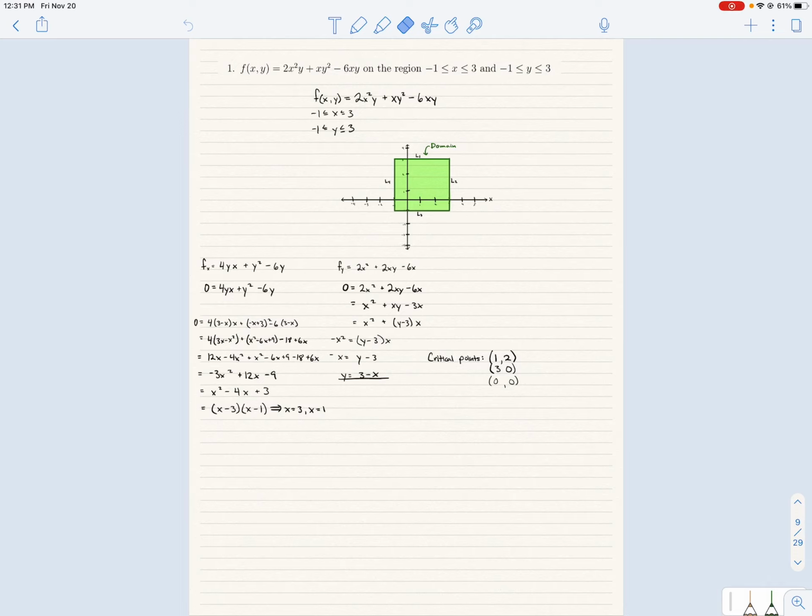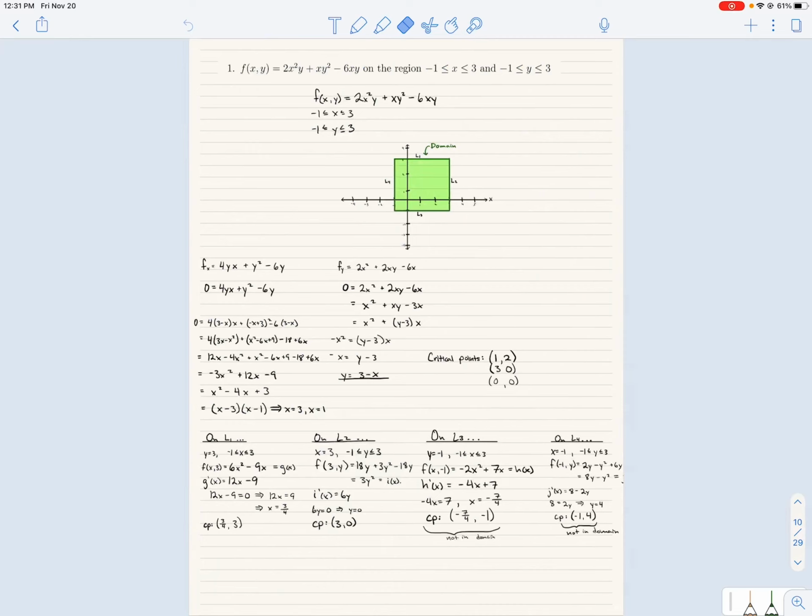But we know the absolute maximum and minimum values can also happen on endpoints along the edge of the domain. So now we have to check each side of the domain. First, we will look at L1, which has y equal to 3 and x between -1 and 3. We can write f of xy as a new function with y as a constant 3. Then we take the derivative of that new function and set it equal to 0. When we do this, we see that x equals 3 over 4. So a critical point on this line is (3/4, 3).